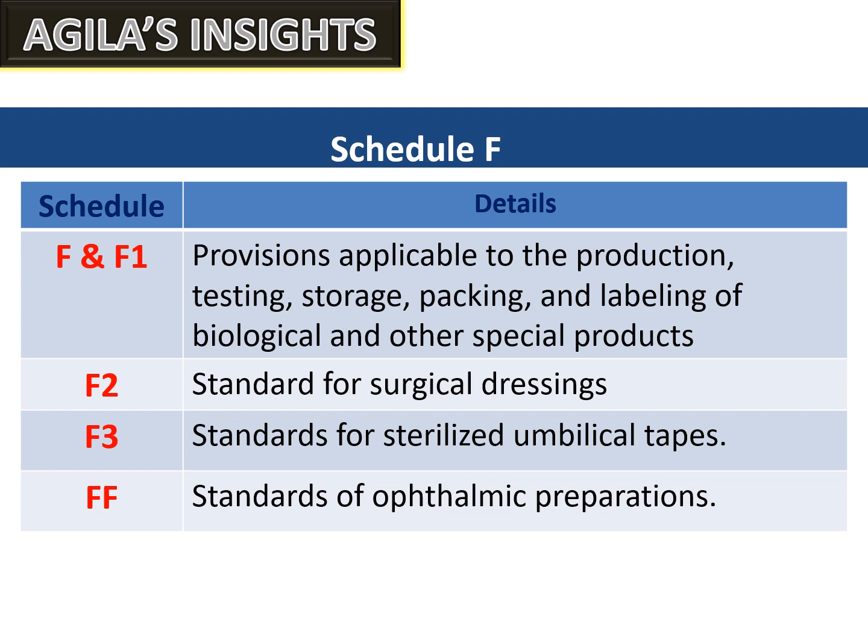Schedule F2 is about the standards for surgical dressings. Some examples of surgical dressings are bandage cloth, bleached bandage cloth, rolled bandage, open wove bandage, cotton bandage cloth. Schedule F3 is about the standards for umbilical tapes. Examples for umbilical tapes: umbilical polyester tape, umbilical cotton tape. And Schedule FF is about the standards for ophthalmic preparations, for example, ophthalmic solutions and suspensions.